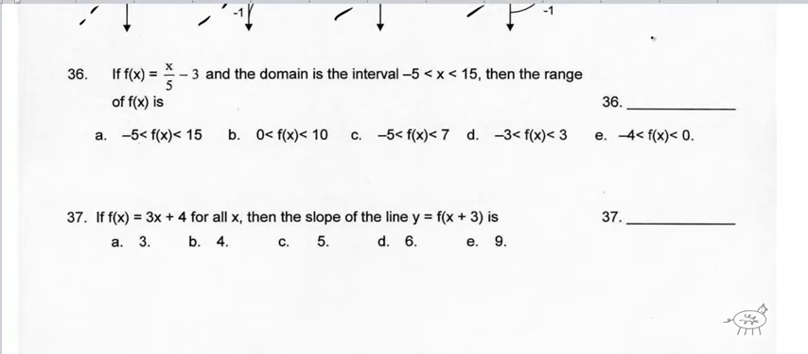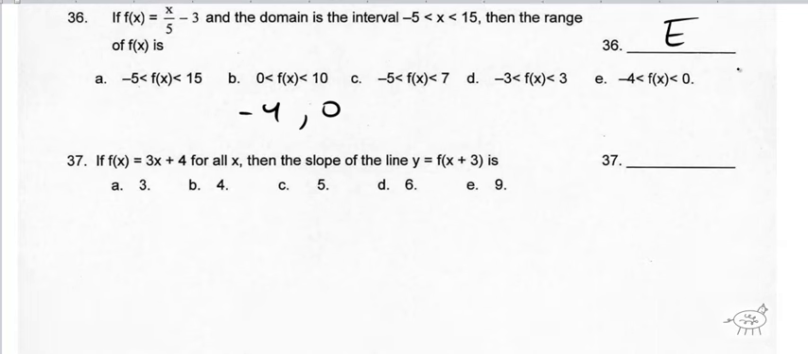Okay, f of x is that, and the domain is between that, and the range is, you just plug it in. It's really easy. If I give you the domain, you plug it in to find out the range. So it's negative 5 over 5 is negative 1, minus 3 is negative 4. 15 over 5 is 3, 3 minus 3 is 0. So it's between negative 4 and 0, which is E.